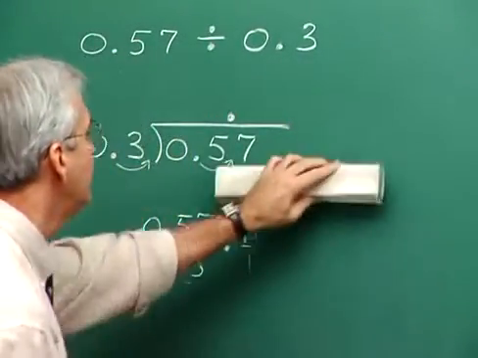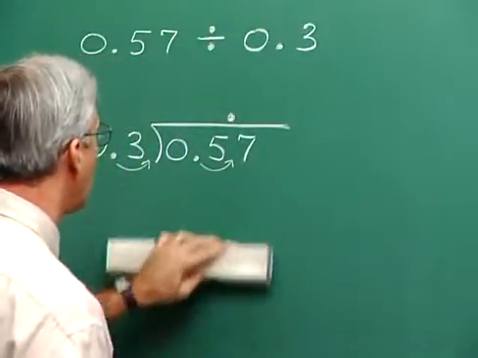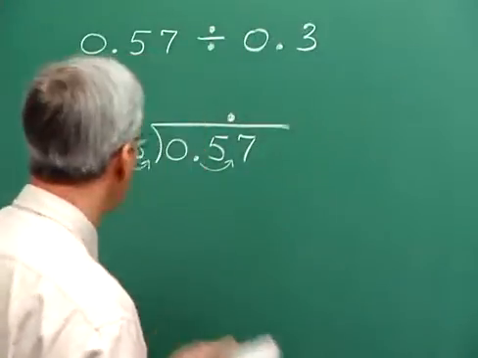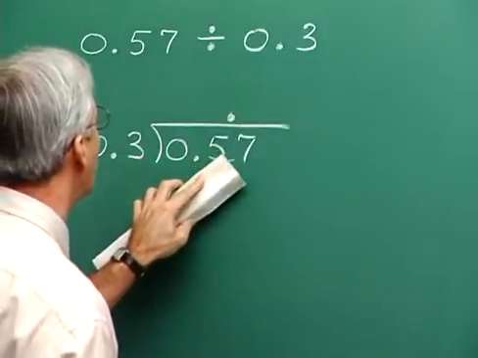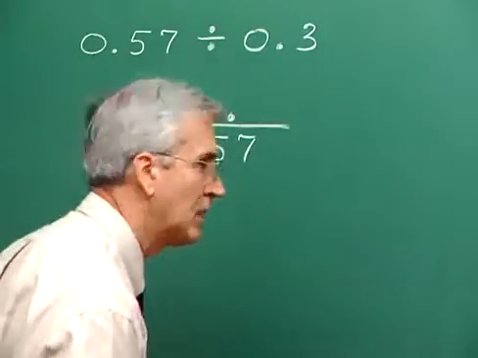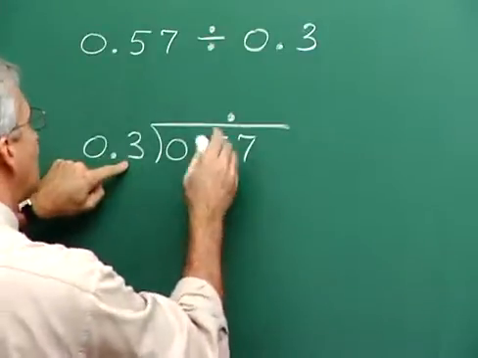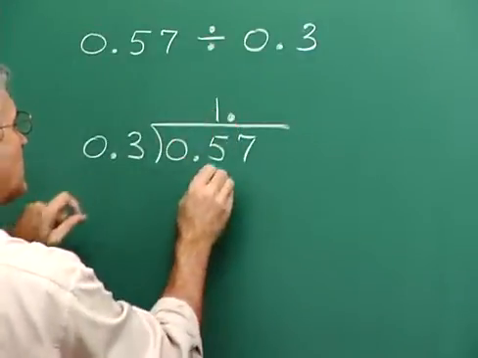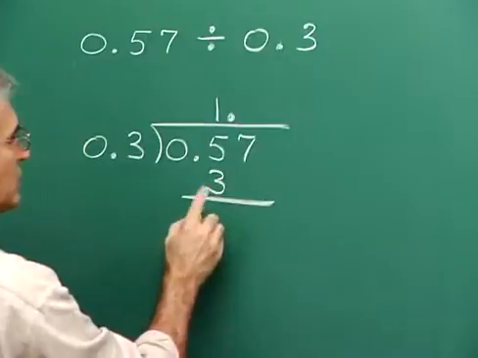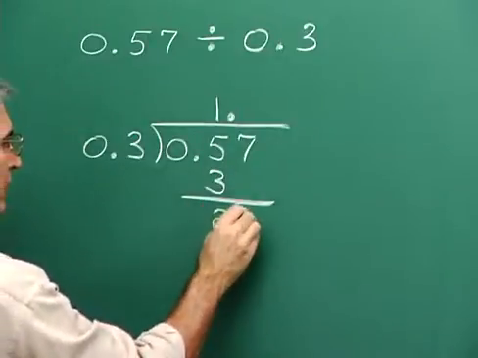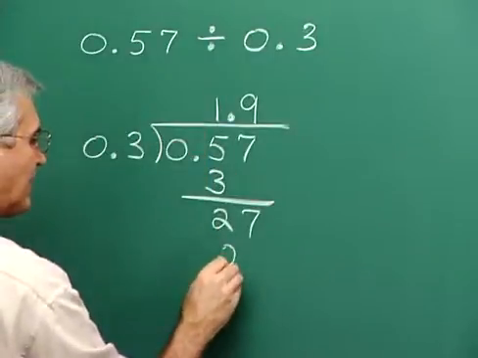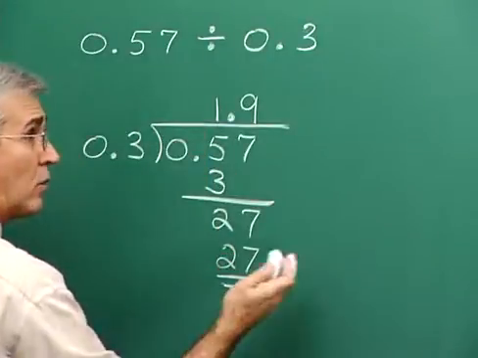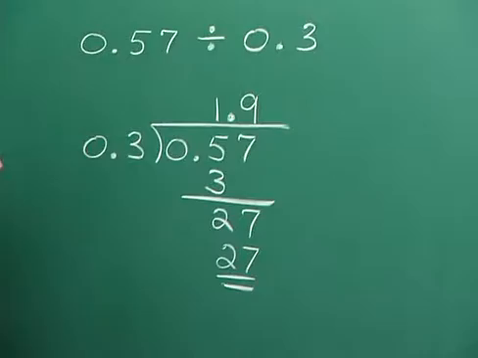All right. Now, once we've gone through that little routine, we divide as we normally would, as though there were no decimals involved in the problem. We don't really have to worry about the decimal anymore. 3 into 5, let's see, goes one time. 1 times 3 is 3. Draw the line, subtract, we get 2. Bring down the next digit. 3 into 27 goes 9. 9 times 3, 27. The division goes evenly, so we're finished. Our answer is 1.9.